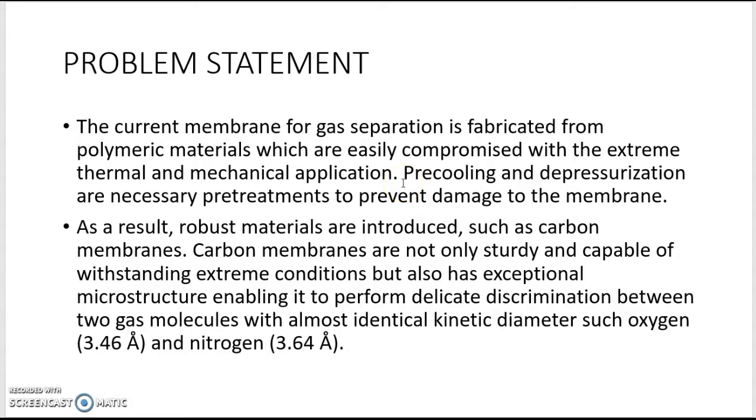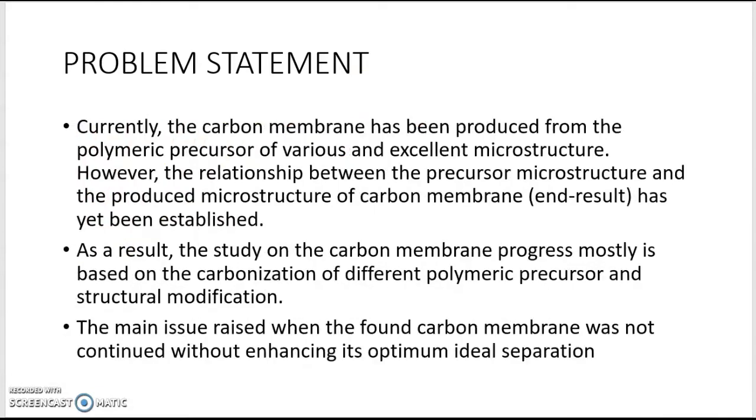Well, carbon membranes are not only sturdy but also capable of withstanding extreme conditions up to more than 200 degrees Celsius. Besides that, they have exceptional microstructures, enabling them to perform delicate discrimination between two gas molecules, for example oxygen and nitrogen. Both of these molecules have very small differences in terms of their kinetic diameters. Using a polymeric membrane is going to be very difficult, and the selectivity is very, very low.